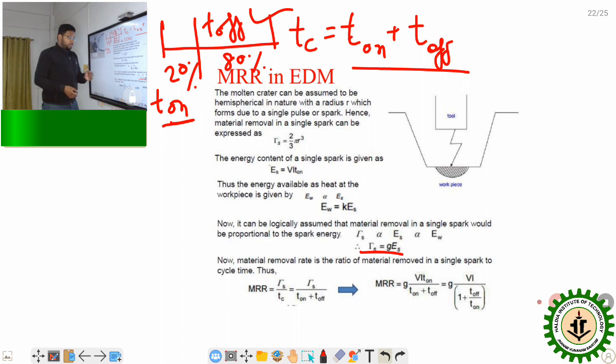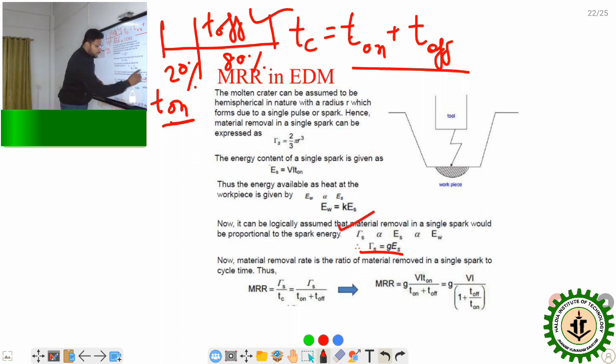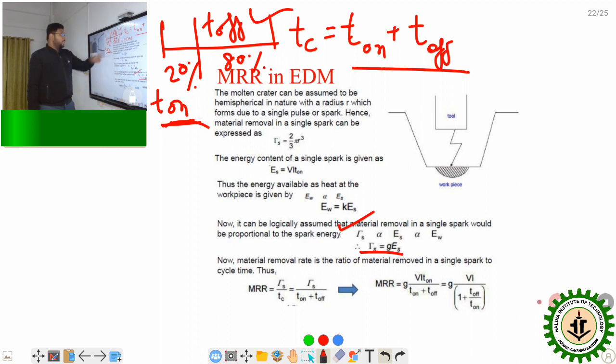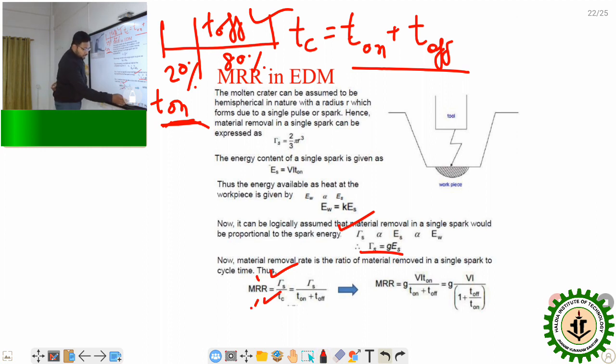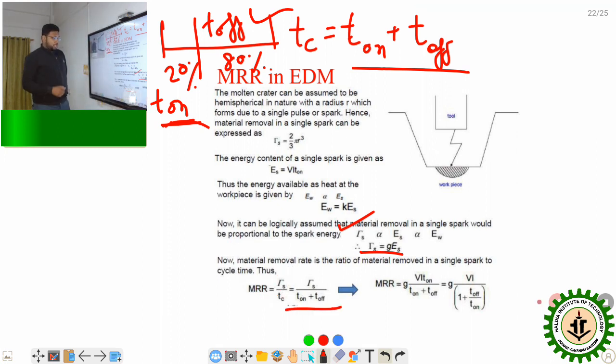Now, in a single spark, we have already calculated the material removal rate as tau s, and this is for a single T on time. So when we are calculating the MRR, the material removal rate, we have to include the T off time. How will we calculate the MRR? It will be tau s by Tc, that is the total time. So we can convert this to tau s divided by T on plus T off.